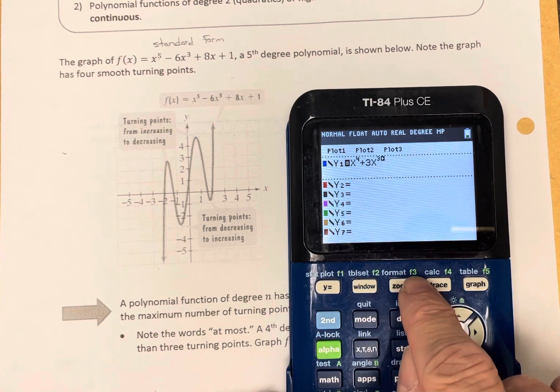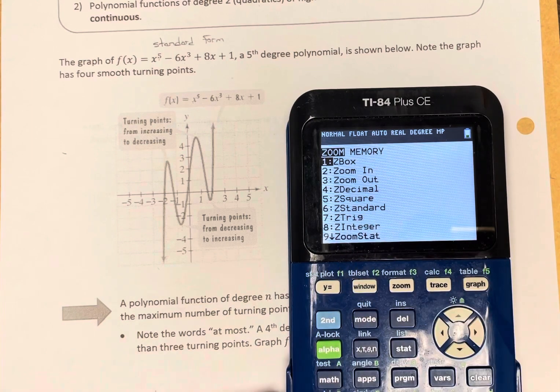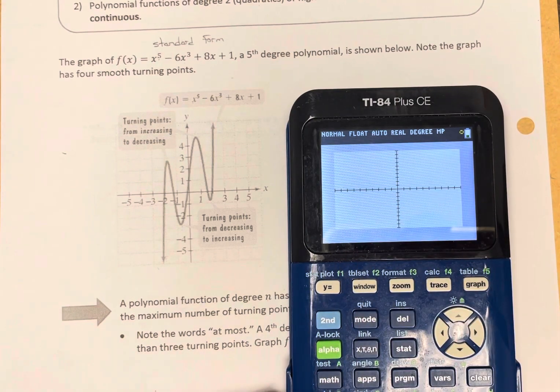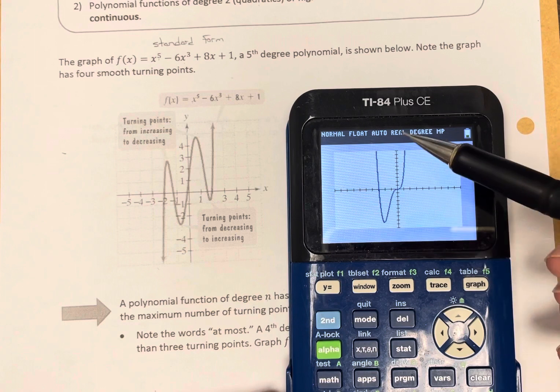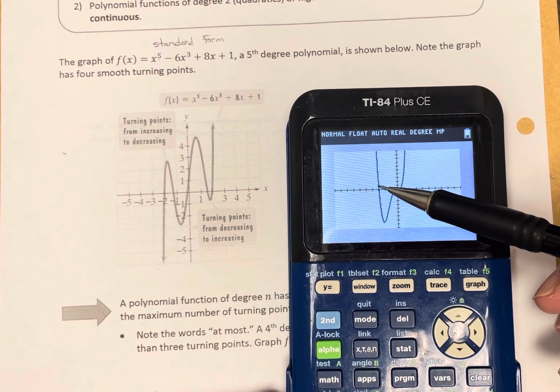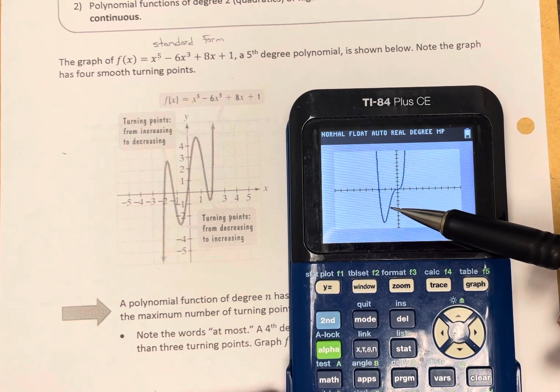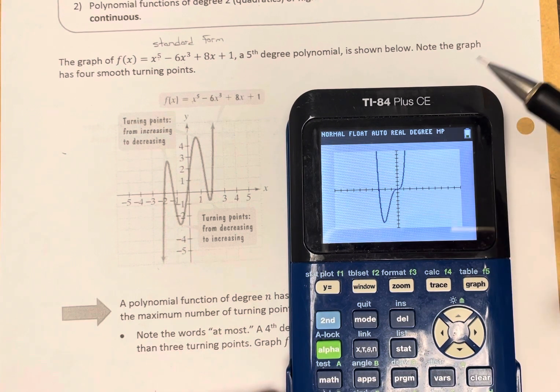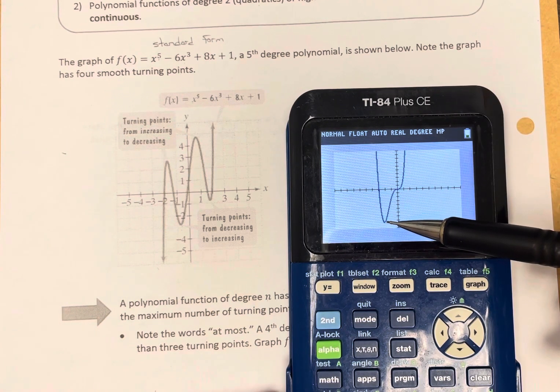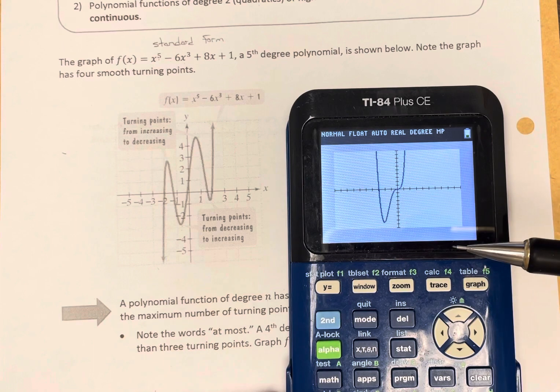I'm going to go back to my Zoom 6 standard, and here we have it. You'll note this one has one turning point right here: it's decreasing, and then it increases. Here, it's not a turning point; it's increasing, and then it zeroes out, then it's increasing. It's not turning here from increasing to decreasing; it's just flattening out. So here's an example of a fourth degree polynomial that has one turning point.